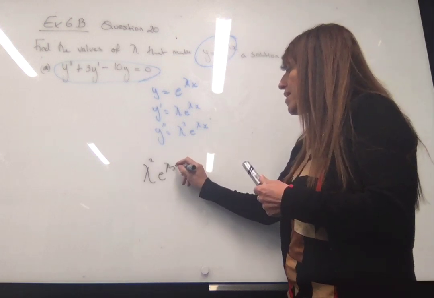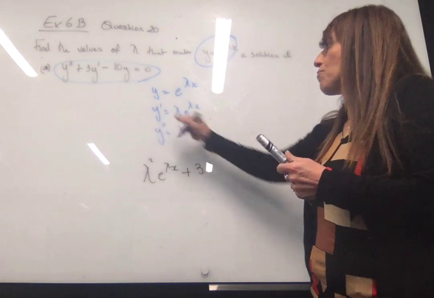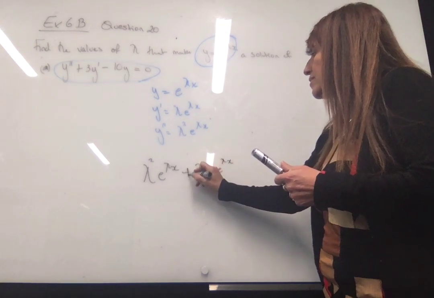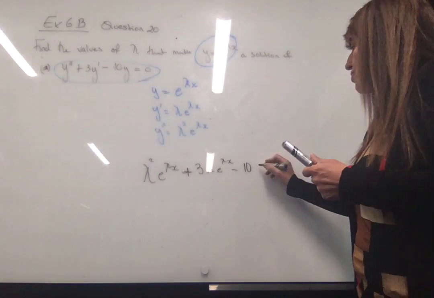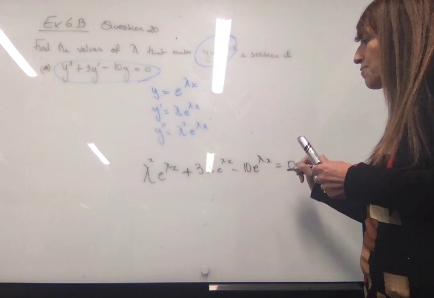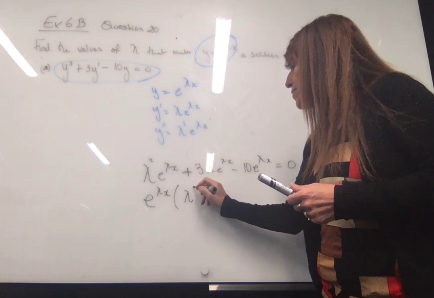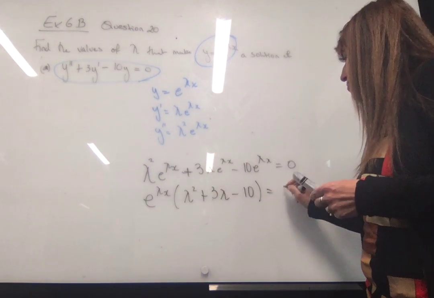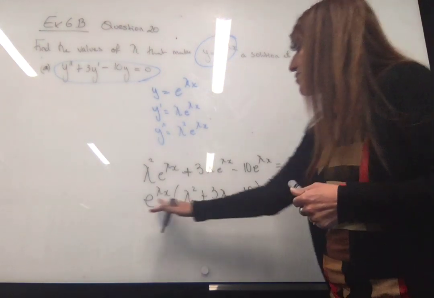the power of lambda x plus 3 times the derivative of y, which is lambda e to the power of lambda x, all right, and minus 10y, which is just e to the power of lambda x equals 0. Take out the highest common factor, and I'm left with lambda squared plus 3 lambda minus 10 equals 0. Okay, and all I need to do now is solve.